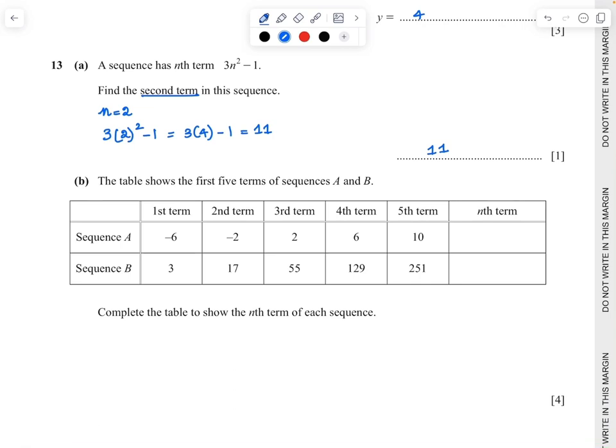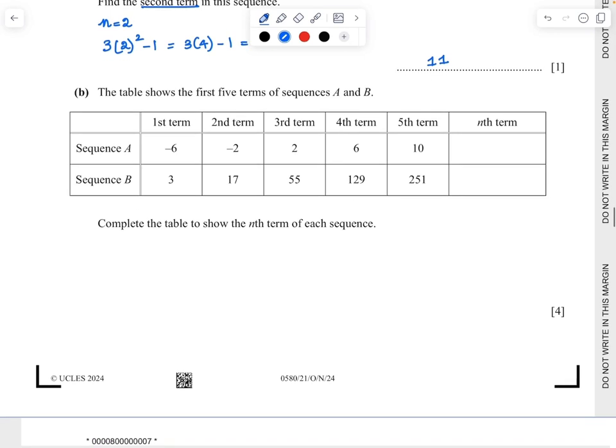Subdivision B. The table shows the first 5 terms of sequences A and B. Complete the table to show the nth term of each sequence. So we have to find the general formula for both sequences. First sequence, let me get the difference between consecutive terms. This is 4 and 4 here and 4 here also and 4 here also. So this is an AP, arithmetic progression.